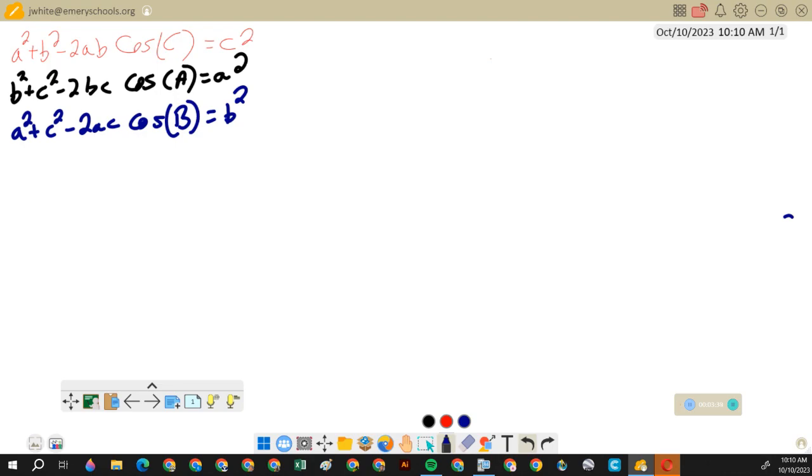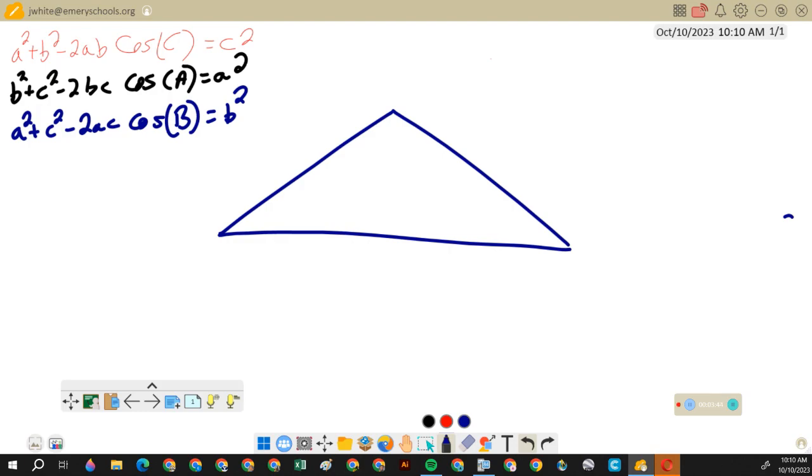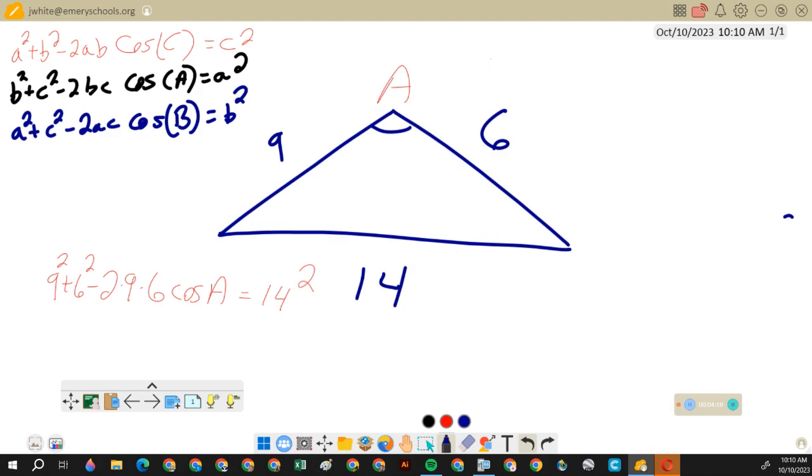All right, so there really is only one other kind of problem, and that would be number 7. The sides are 9, 14, and 6, and it wants me to find this angle, which it calls angle A. So we set this up: 9 squared plus 6 squared minus 2 times 9 times 6 times the cosine of A is equal to 14 squared.